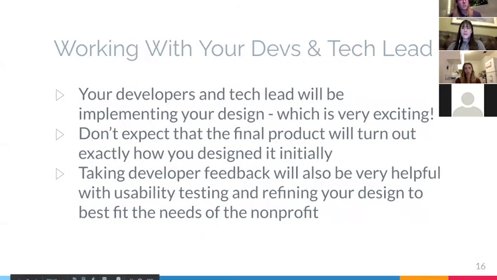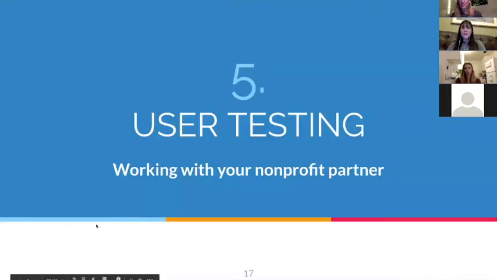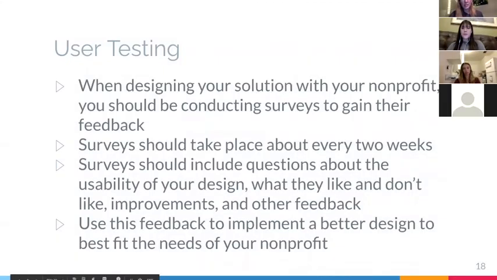So now we're moving on to user testing. We're also going to be talking a lot more about this in a couple of weeks. But this is pretty much where a lot of your design is going to lie. And it all comes back to how you're working with your nonprofit and how you're getting their feedback. So when you're designing your solution, you should be conducting surveys. And when I say surveys, I mean more than just a Google form. It's actually talking with your nonprofit.